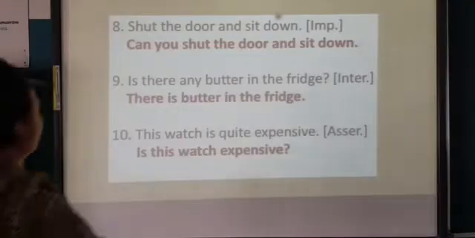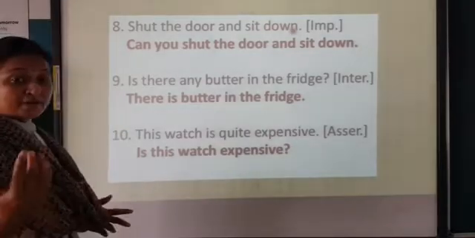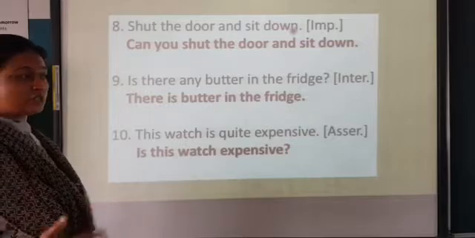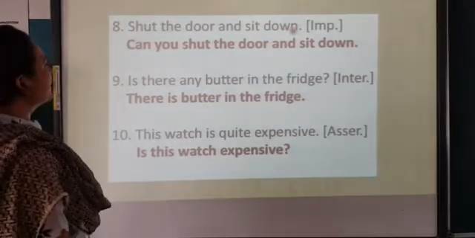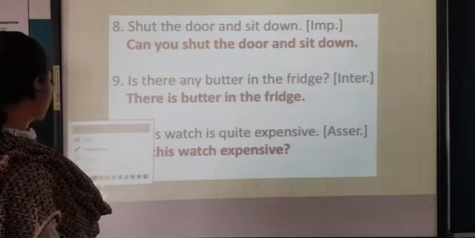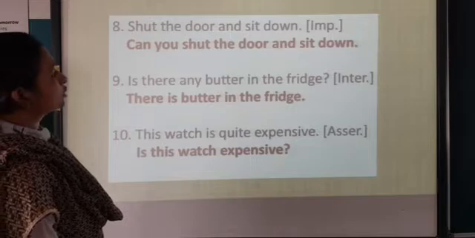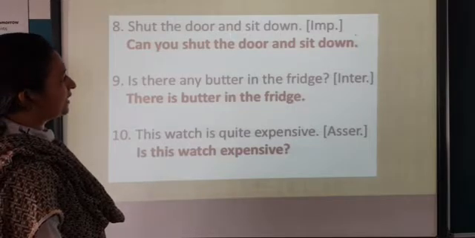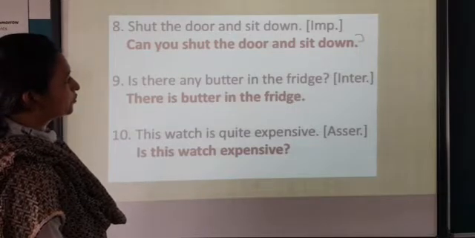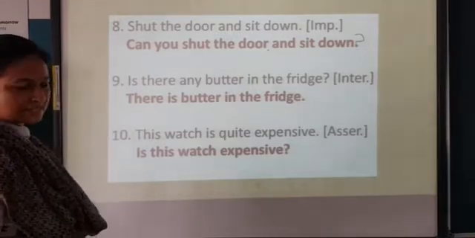And the 8th one is, shut the door and sit down. It is an imperative. Again, for imperative, they have not given anything in the question, so you can change it anyhow. Can you shut the door and sit down? Now children, whenever you have can and may and all in the beginning, you will be putting the question mark at the end. So here what will come? Question mark. So can you shut the door and sit down?